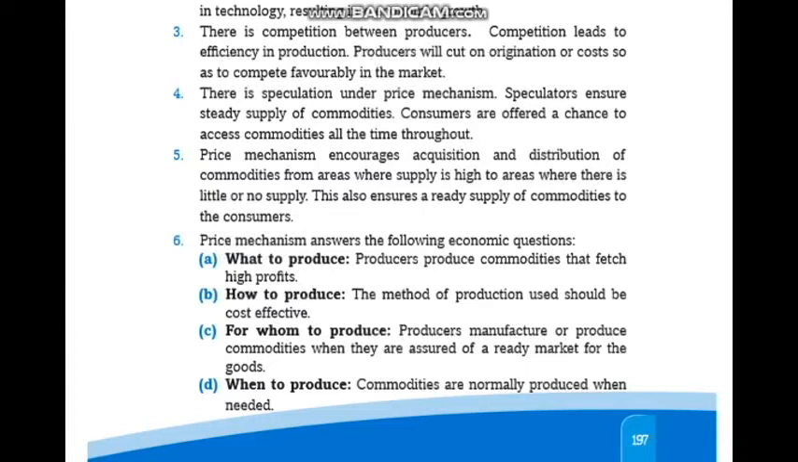Now is speculation under price mechanism. Speculators forecast the future supply of commodities. So consumers are offered a chance to access commodities all the time throughout.